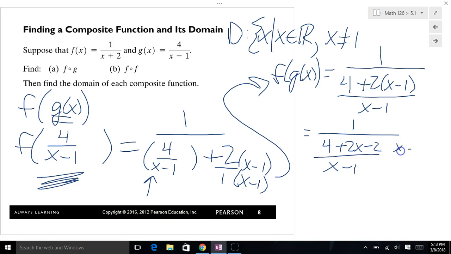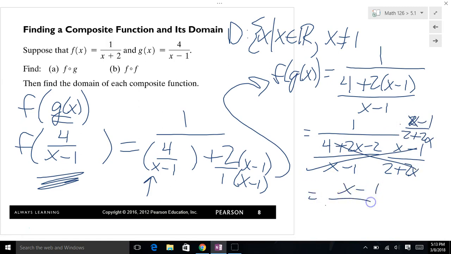And I'm going to multiply by the reciprocal, x minus 1, over 2 plus 2x. Got to do it to the top. x minus 1 over 2 plus 2x. So this becomes x minus 1 over 2 plus 2x, or if you want, x minus 1 over 2 times (1 plus x), or x plus 1.